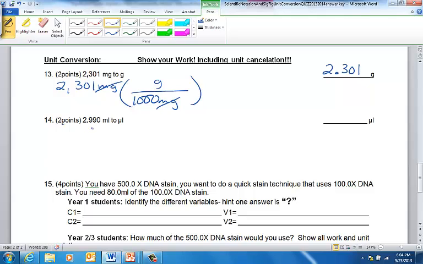Now, 2.990 milliliters to microliters. You could know that there are 1,000 microliters in a milliliter. If you don't know that, you can still figure it out. So let's do it the long way.